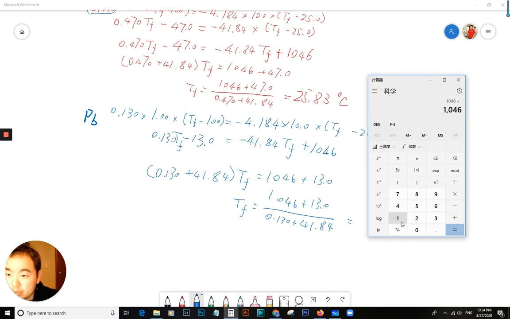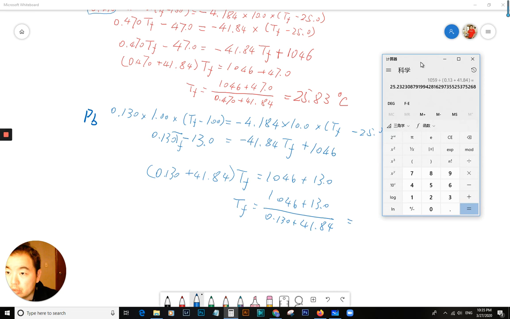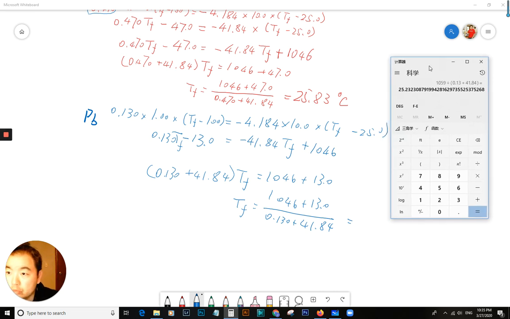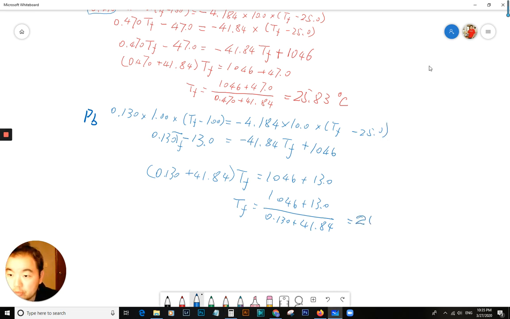Okay, and then you put this into the calculator: 1046 plus 13.0 equals this, divided by parenthesis 0.13 plus 41.84 parenthesis. Okay, so here it is 25.23 Celsius. Then we can solve another one, which is the zinc.